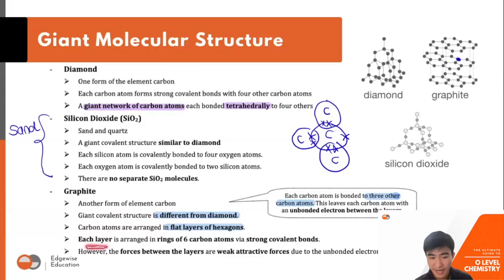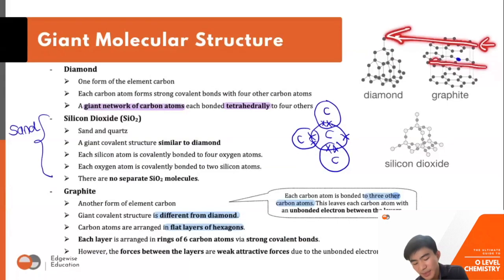Each layer of graphite is arranged in this ring, and each carbon atom is bonded to 3 others. This one I say many, many times already. Because of these strong covalent bonds, they are very rigid in the layer. In the layer, I cannot tear apart because it's very rigid. However, because there are so many layers, and each layer is held together by weak intermolecular forces, graphite can easily slide over one another. I apply a force over here, the top layer will go there.